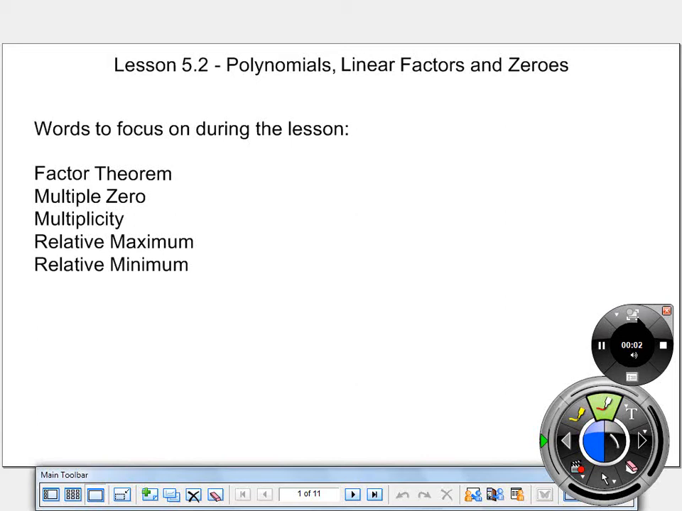Okay, so the terms that are going to be used in this lesson, and you guys can go pull out the exact definition in your books, you can look on the internet, bring these definitions with you to class tomorrow, and listen to how we use them in the notes to help solidify your understanding of what these words mean. So you see the words here: factor theorem, multiple zero, multiplicity, relative maximum, and relative minimum. So we're going to go ahead and look at the first example.